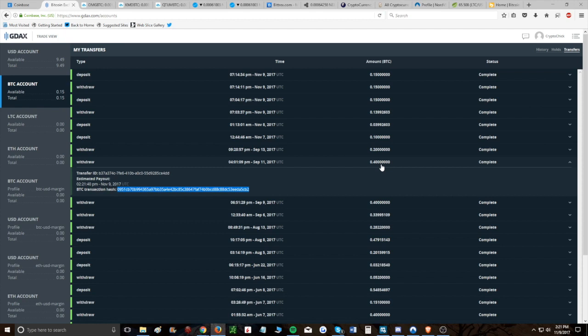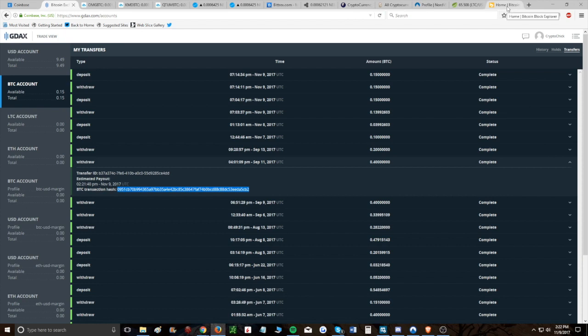It's going to take time to send, and a lot of people don't understand this. They think it should be instant, which I agree, it should be instant. In a perfect world it would be, but Bitcoin is slow right now. It takes generally 45 minutes to an hour, sometimes up to 3 hours, sometimes up to 12 hours. It depends how many transactions there are and how much traffic is going through the blockchain. But if we come here to transfers, we could actually watch our Bitcoin go through and go to the other exchange.